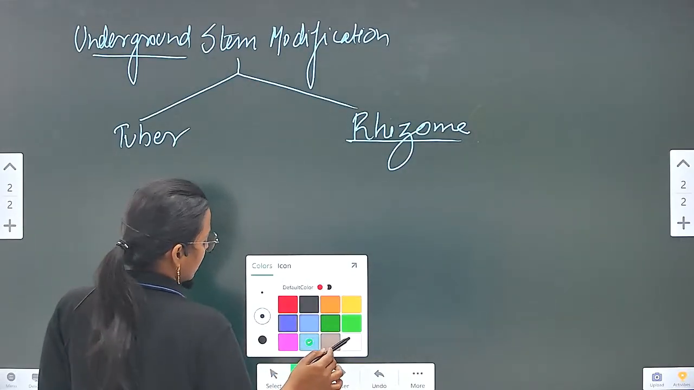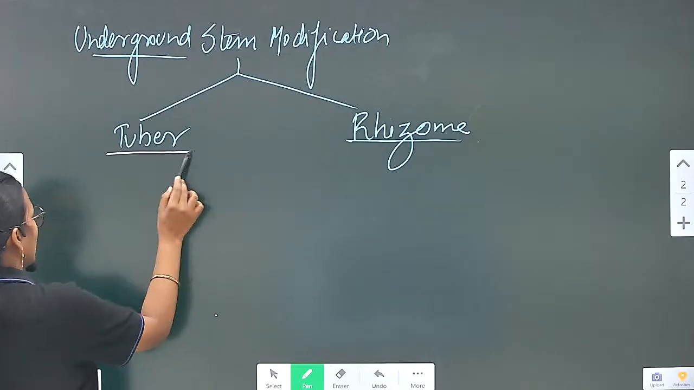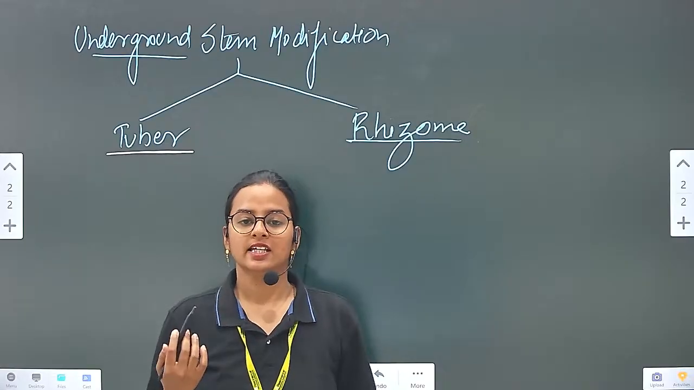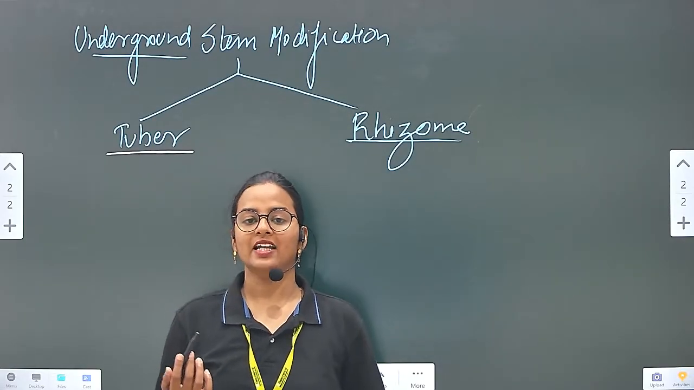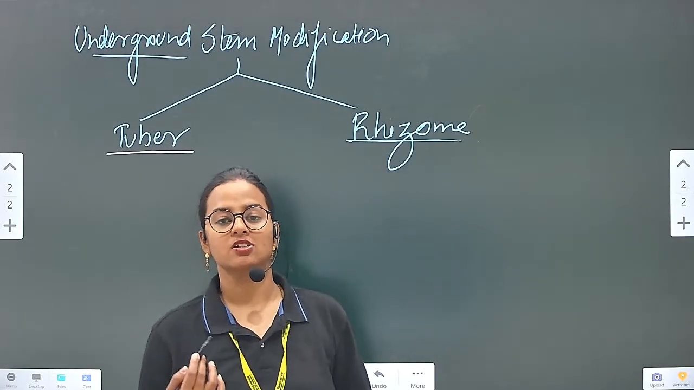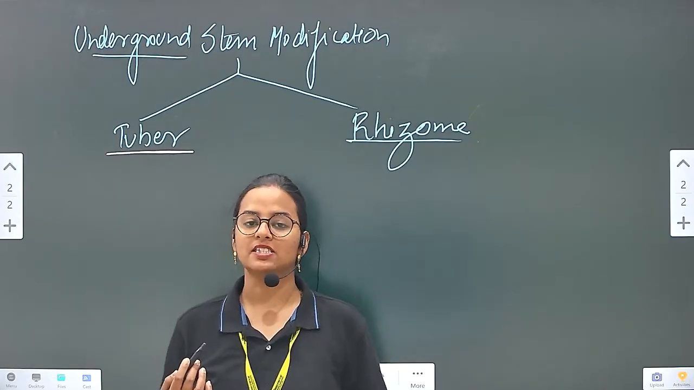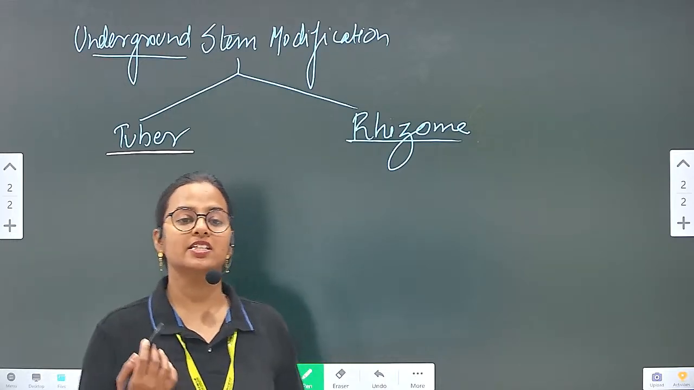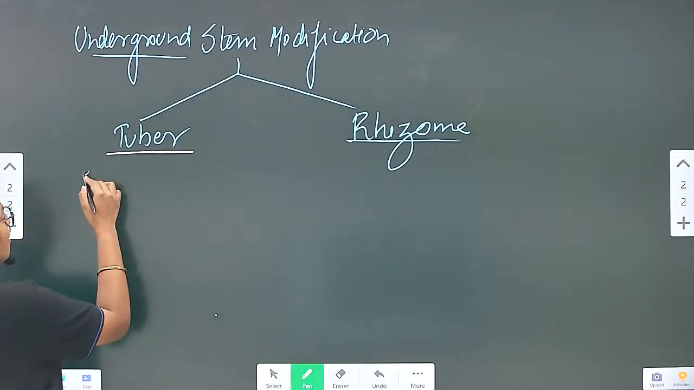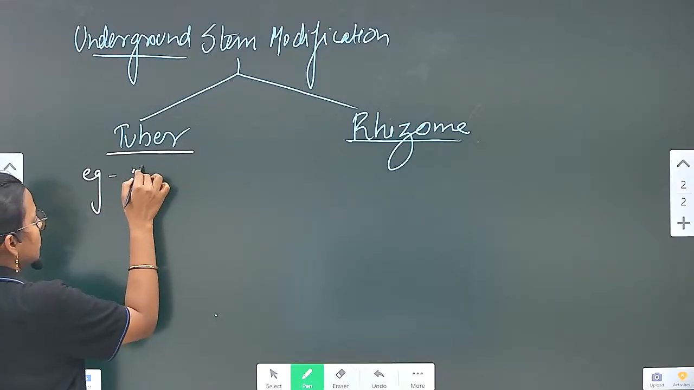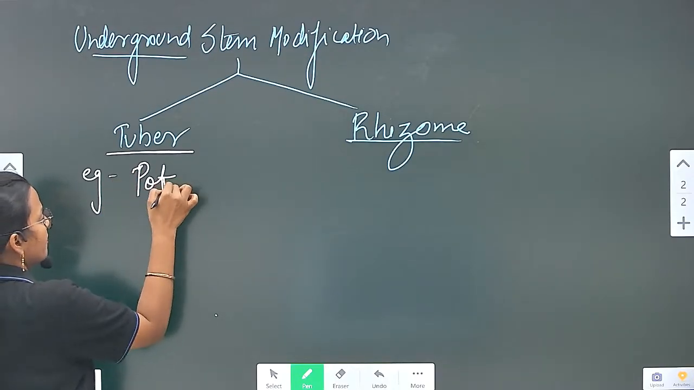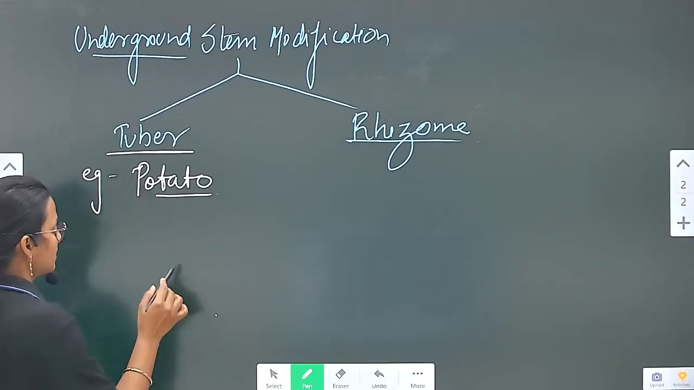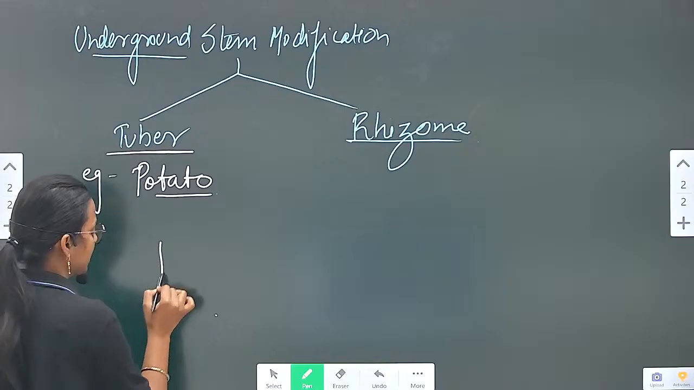A tuber is a very common example where the stem grows underground and plays a role in storage of starch, or you can simply say it has a role in storage of nutrients, as in the case of, you will be familiar with, the king of vegetables, that is potato. How does this potato grow? Let me tell you.